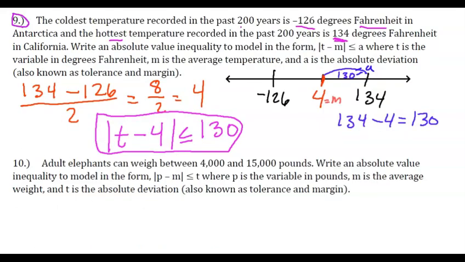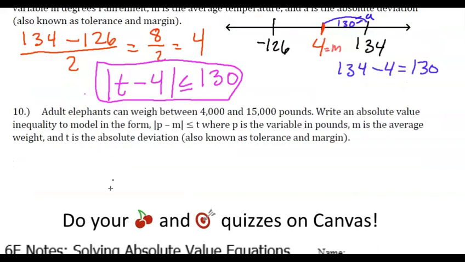Remember, in this packet there is a key on the last few pages of it. Remember though, to get the credit, you need to show the steps, don't just copy down the answers. Also on Canvas, be sure to do your cherry quizzes and checkup quizzes as you go along in this packet. So now you should do the quizzes related to 6D. Do the cherry quiz before next class, and then we'll start with the checkup quiz for 6D next time.